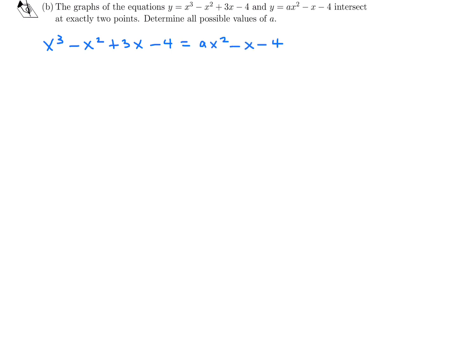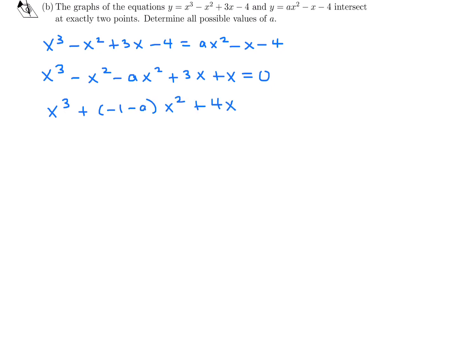Okay, well, let's see what happens here. The minus 4's cancel. Put everything on one side. So I'll have minus ax squared plus 3x plus x, and that equals 0. Let's see if I can collect like terms here. Minus 1 minus a x squared plus 4x. Okay, that's pretty good. Factor out an x, and when you do, you get x squared, and then we have x plus 4.